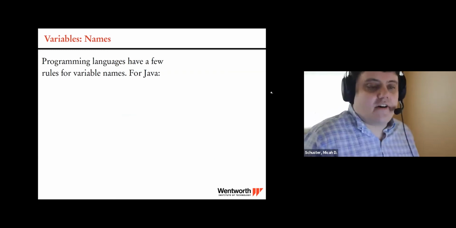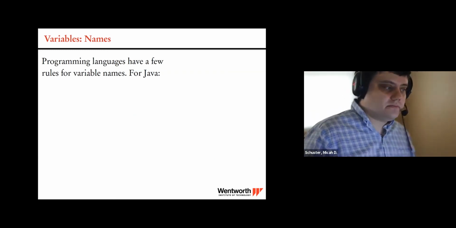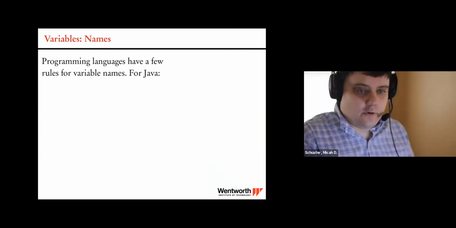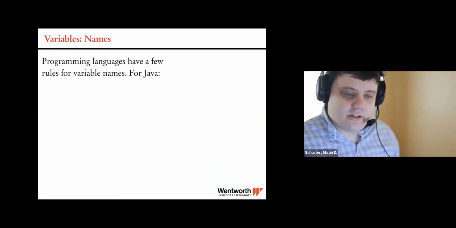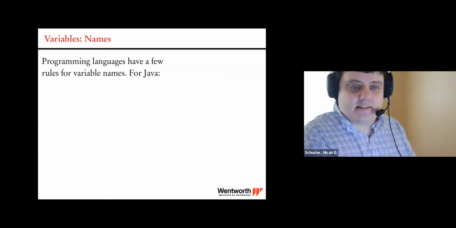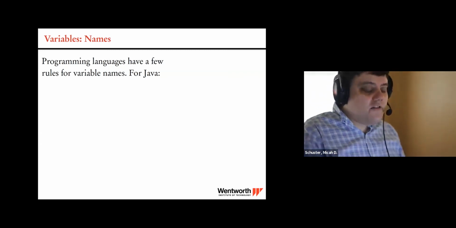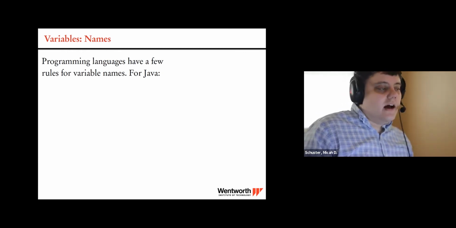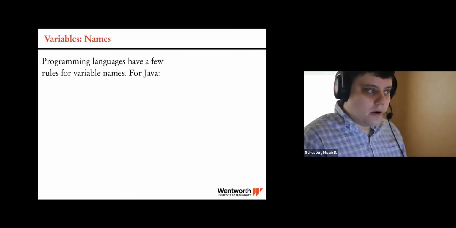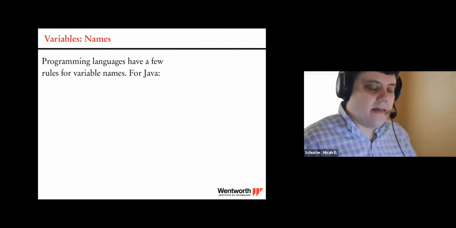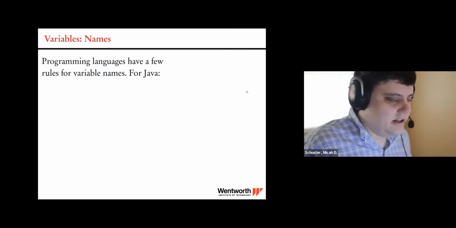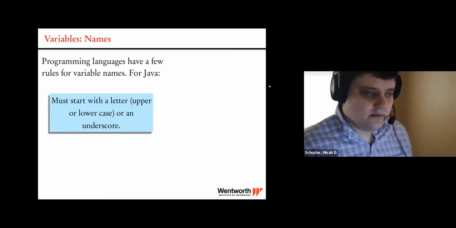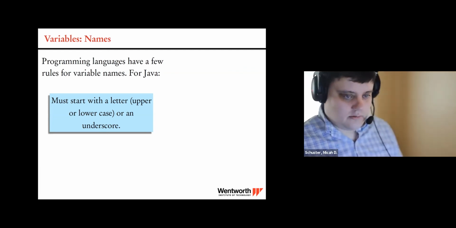Now, I said all the variables needed names. Different programming languages have different requirements and restrictions for the names of variables. Since we're using Java, that's what we're going to talk about. But if you use different languages in the future, or have used different languages in the past, you're going to want to make sure that you remember the naming conventions and requirements that go along with the particular language. So for Java, you have to start with a letter or an underscore.